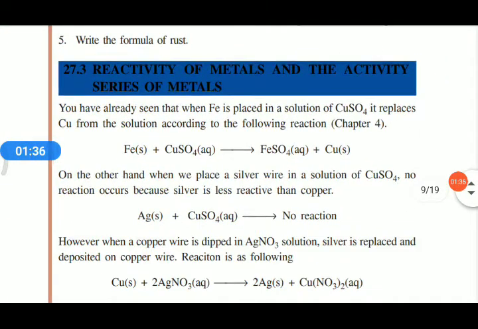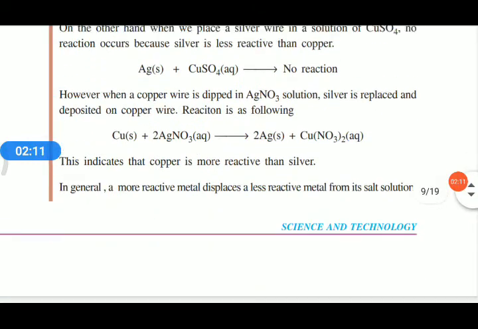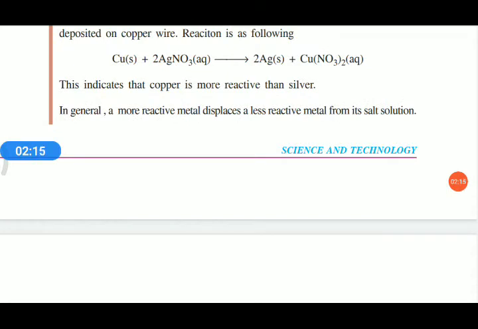Similarly, we can see many other metals. Some metals can replace some other metals. For example, if we put copper in silver sulfate solution, AgSO4 solution, we get CuSO4 plus Ag. But if we try to do the same in the opposite direction, that means Ag plus CuSO4, we can't see any change, because copper is more reactive than silver.